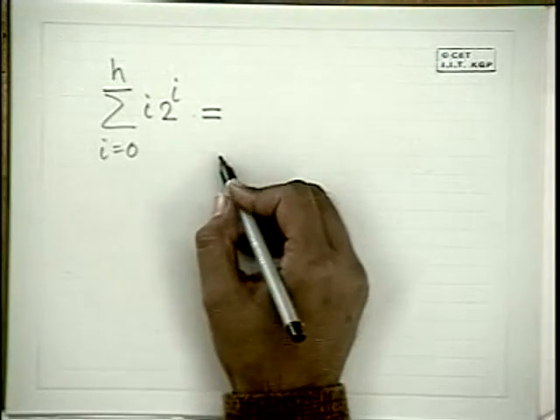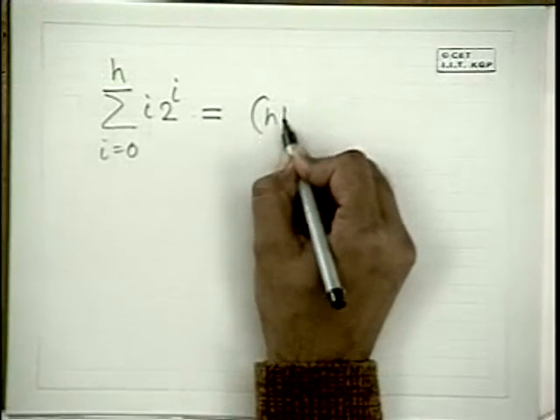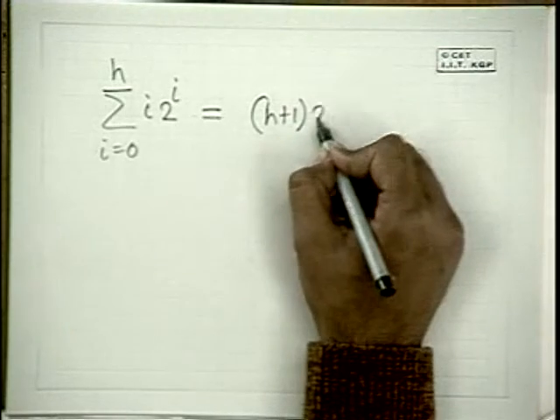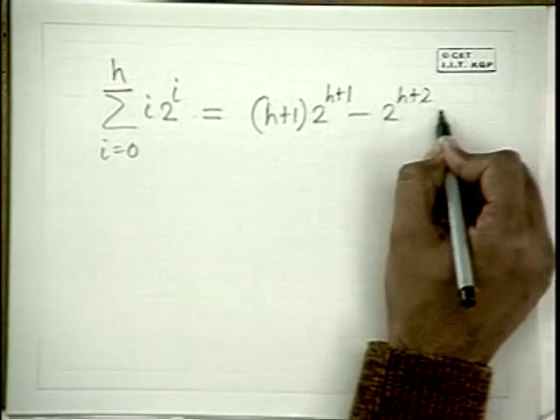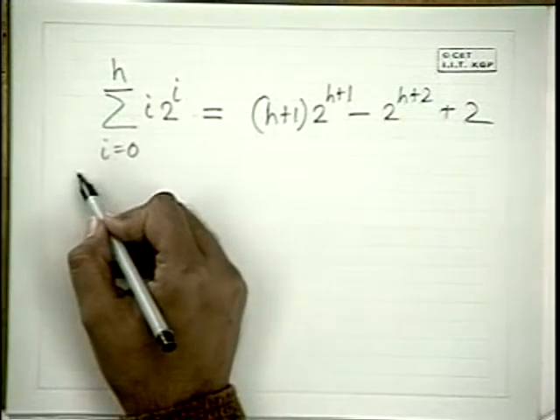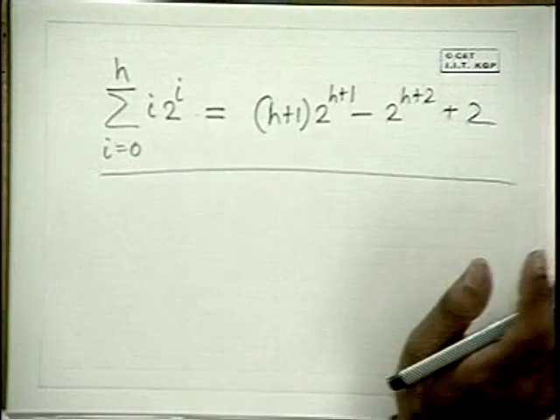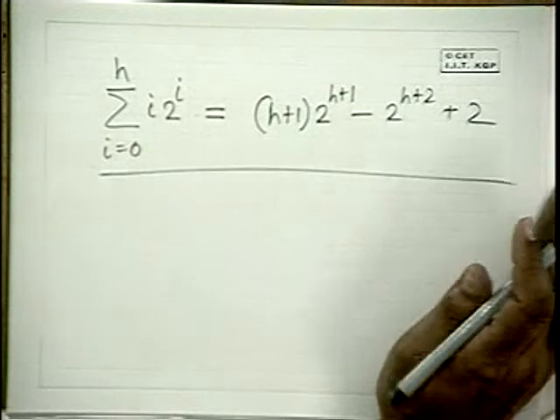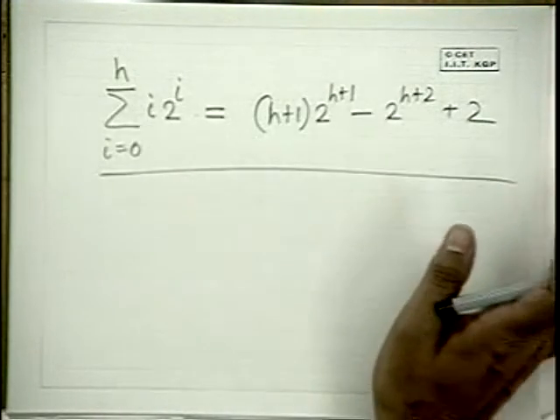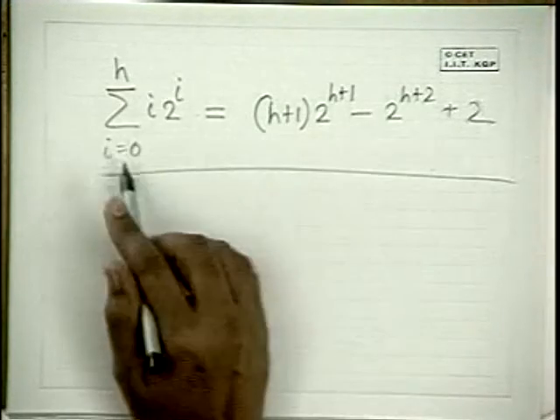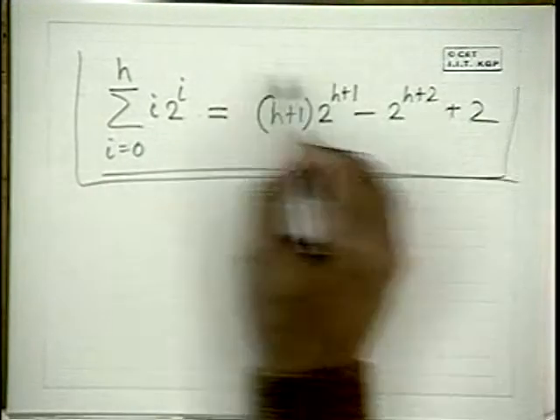This is nothing but 2 to the power h plus 1 minus 1, or something like that. I am not going to derive it, but you can do this. The most important part is the sum of h times 2 to the power h, so this I will need somewhere later.